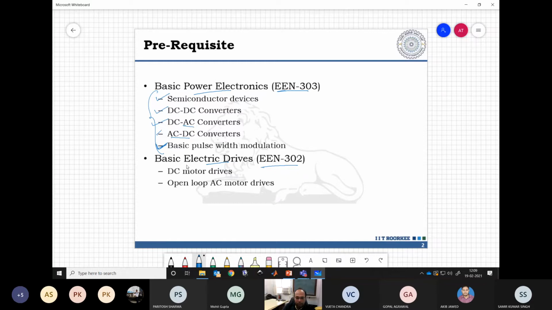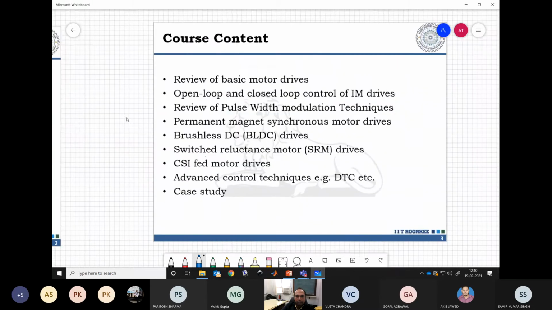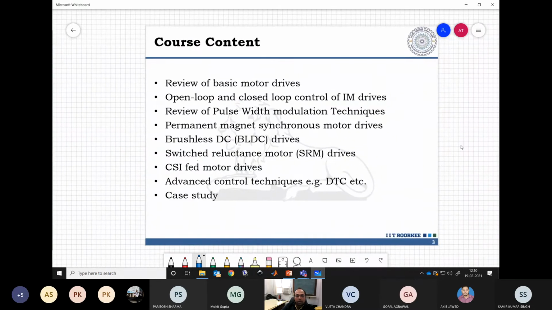From the electric drives point of view, we need to have some understanding about the DC motor drives, not necessarily the complete closed loop control, but some understanding of that, and the open loop AC motor drives. We all must have studied that during our masters at some point of time. I'll be covering some things as a review of this course.